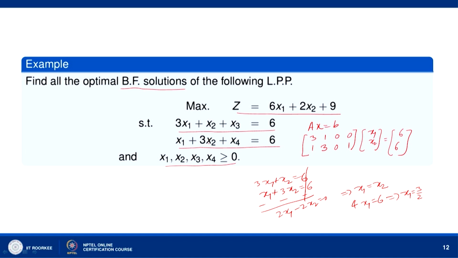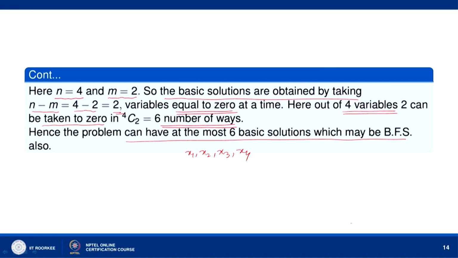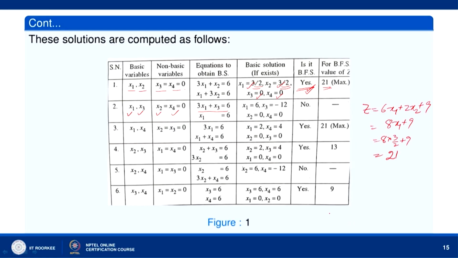x2 is 0, x4 is 0. So, x2 equal to 0 reduces this equation to 3x1 plus x3 equal to 6, x2, x4 equal to 0 gives x1 equal to 6, and we therefore obtain this solution. x1 equal to 6 gives you x3 equal to 6 minus 18, that is minus 12. So, we get x3 equal to minus 12. So, x1 is 6, x3 is minus 12, x2 is 0, x4 is 0.